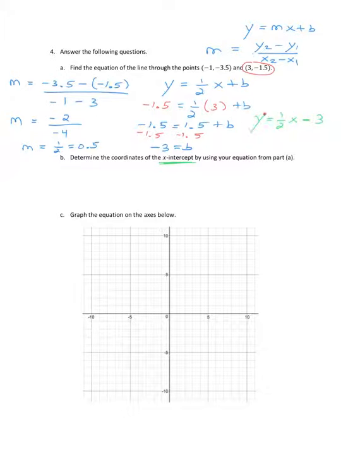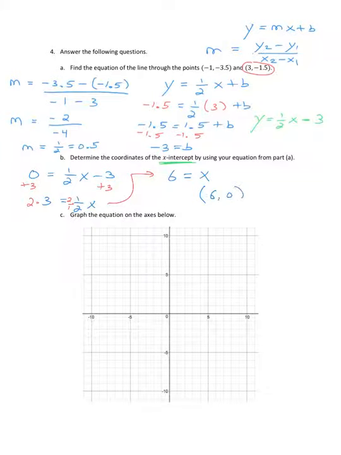I'm going to put 0 in place of y and solve for x. That is 0 is equal to 1/2 x minus 3. I'll simply add 3 to both sides. So I get 3 is equal to 1/2 x. I'm going to multiply both sides by 2, or if you'd like, 2 over 1. What this will do is cancel the 1/2 on the right, and I get 6 is equal to x. That means my x-intercept has coordinates of 6, 0.